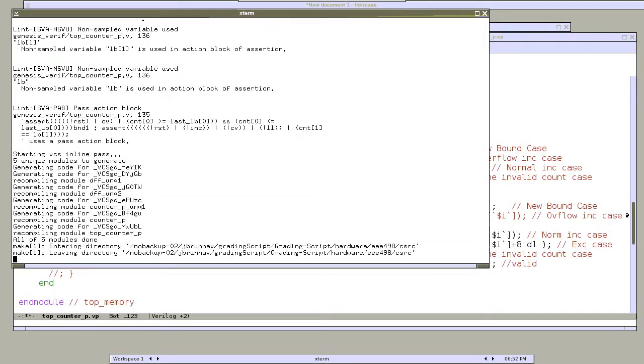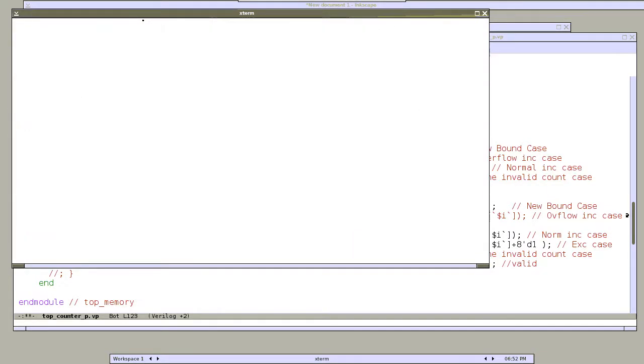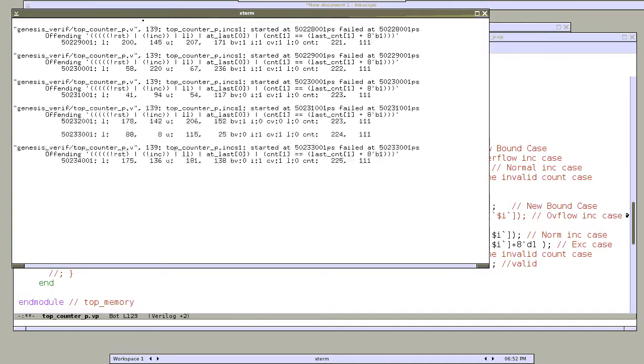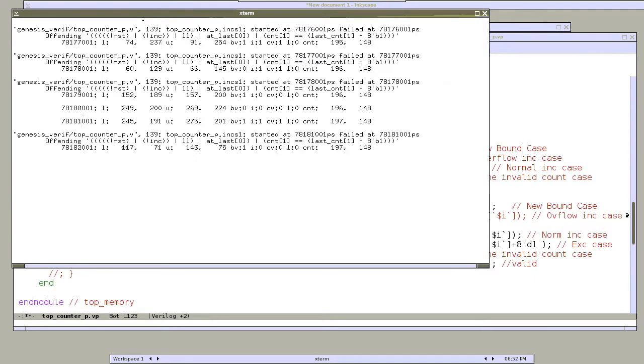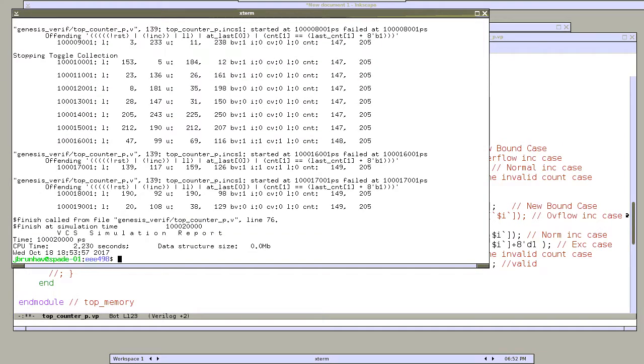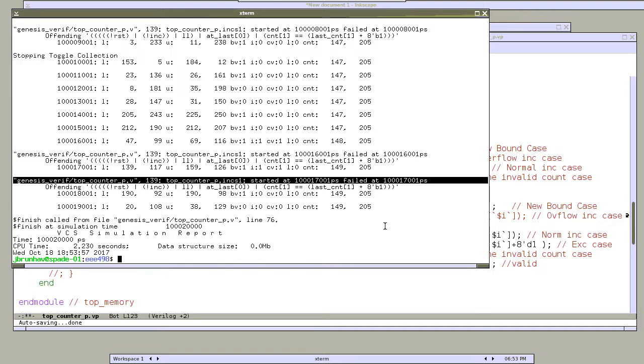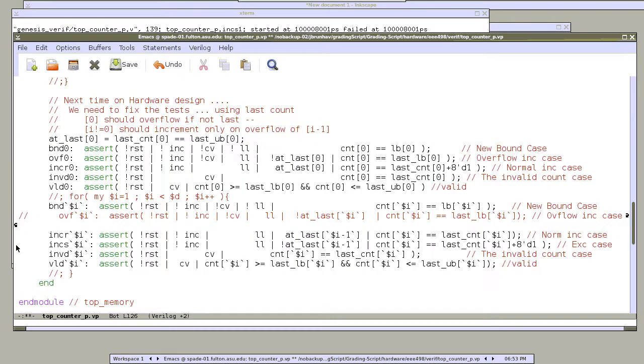We should probably start cleaning up those lints at some point. So now, which one is it upset about? All right, so now it's upset about INCS1. So regardless, oops.